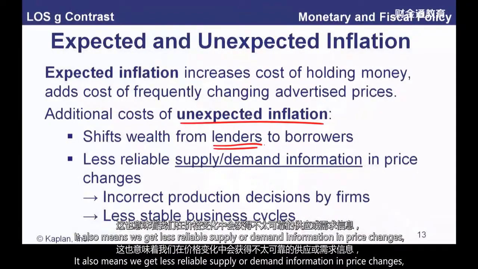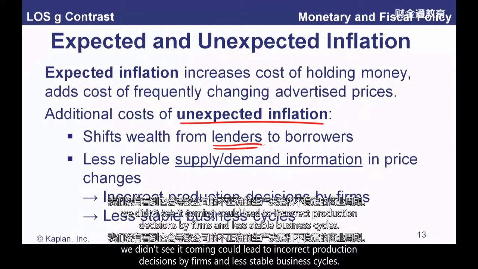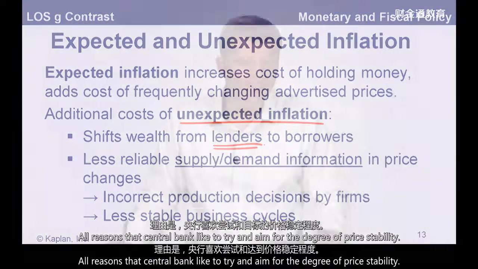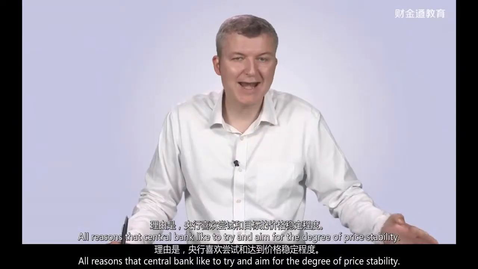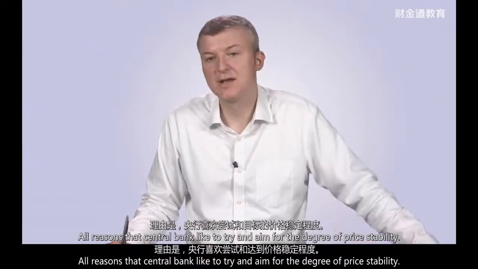It also means we get less reliable supply-demand information in price changes. We didn't see it coming, which could lead to incorrect production decisions by firms and a less stable business cycle. All reasons that central banks like to try and aim for a degree of price stability.